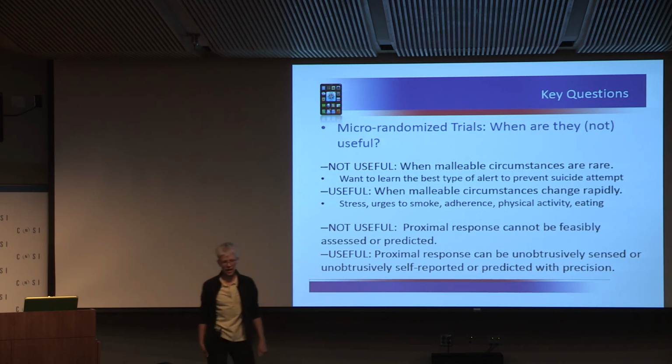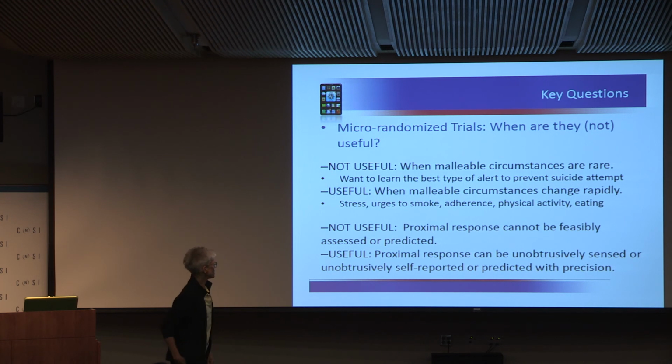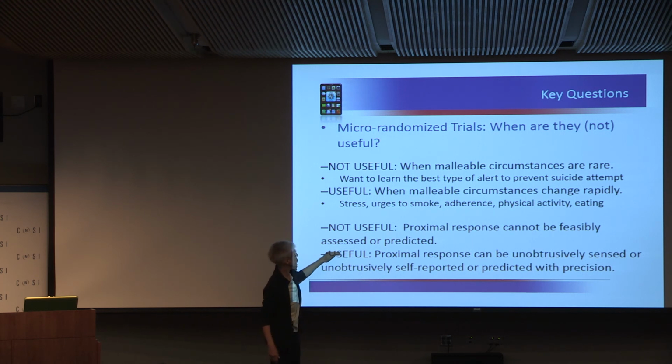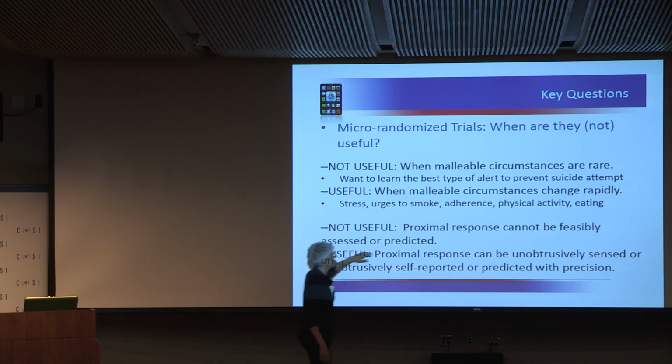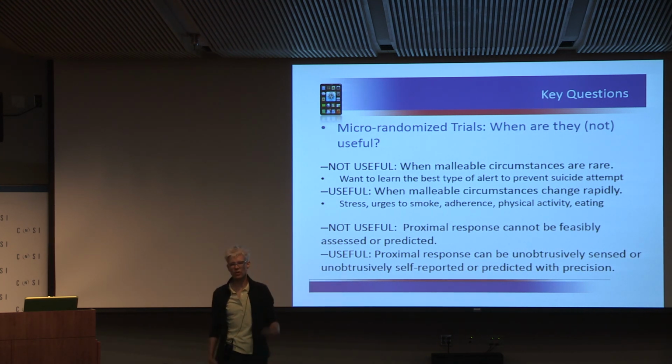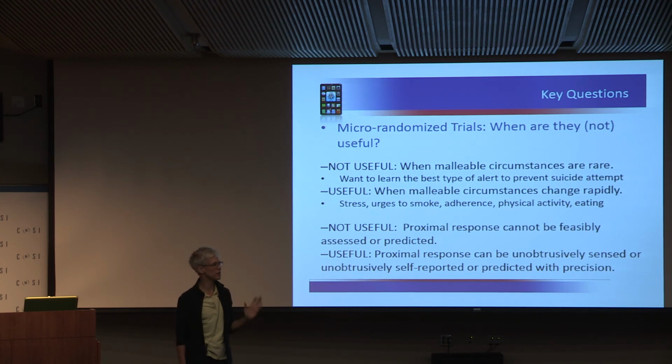Another setting in which it's not useful, and I want to trigger off the last speaker's points because his talk really made this come straight home to me. Right now, I have all these types of proximal responses that I feel that we cannot feasibly assess. We can't observe it, like urge to smoke. However, as our last speaker pointed out, you can make up for bad sensors by good machine learning, potentially. So if you can get good predictions, you could then change this from a not useful to a useful setting. So right now, urge to smoke, if that's your proximal response, I'm worried. But maybe eventually we will be able to get good predictions of urge to smoke, and then we'll be able to go up into the useful category.